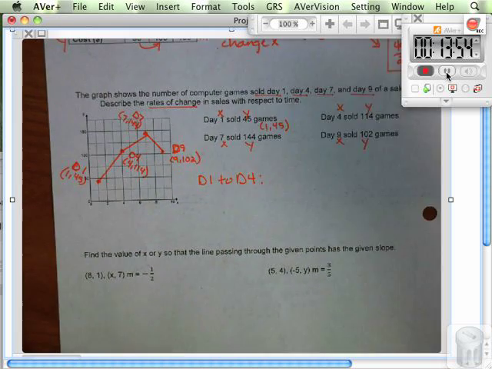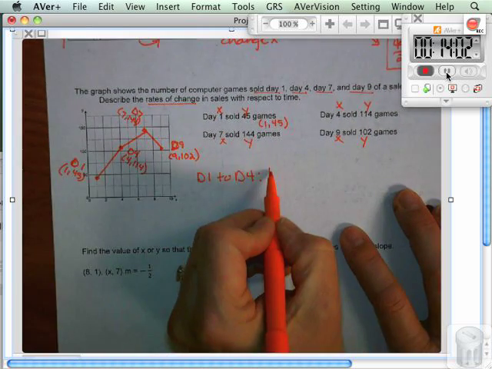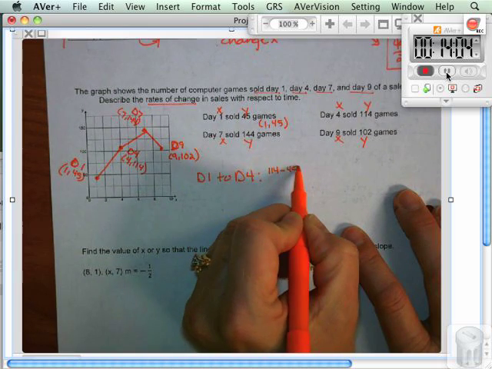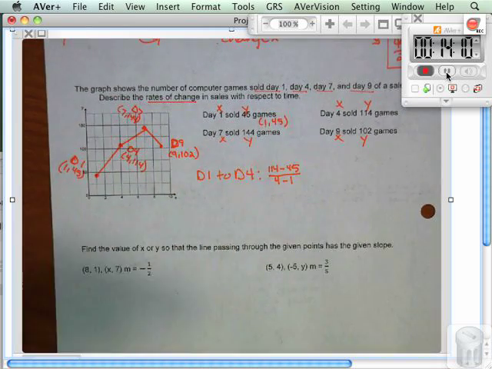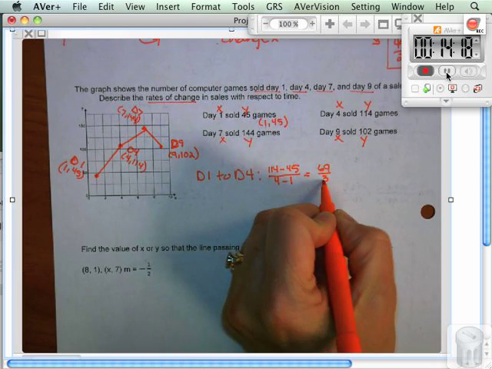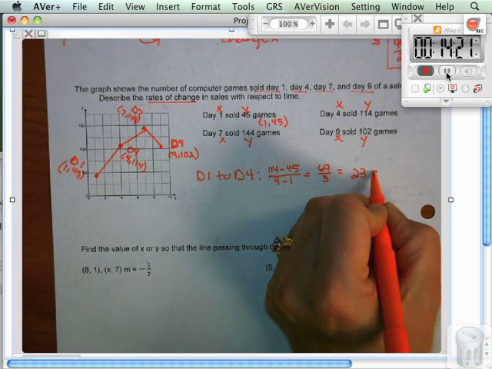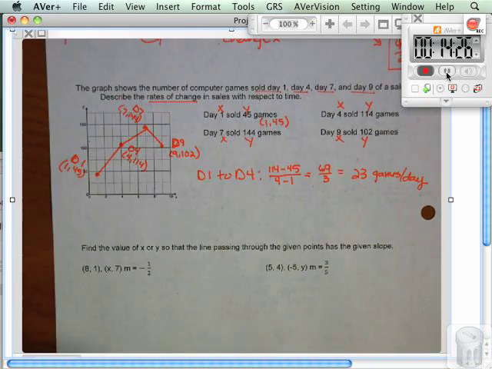The rate of change is the same as what? Slope, right? So I'm just going to subtract my y's, change in y. 114 minus 45, that's my change in y over my change in x, between those 2 points. 69 divided by 3 equals 23 games per day. So they sold 23 games per day during this sale between those 3 days.